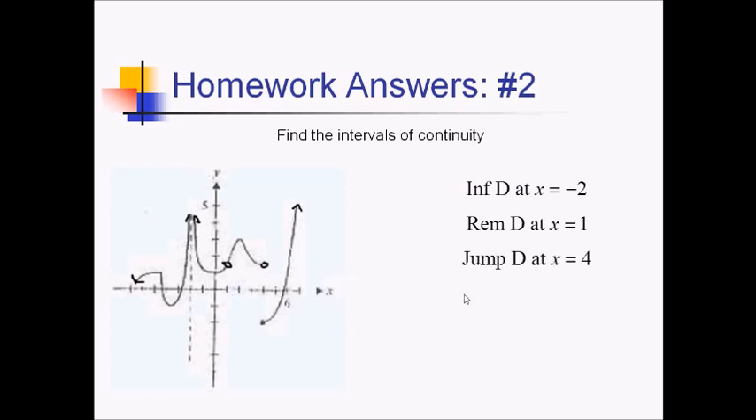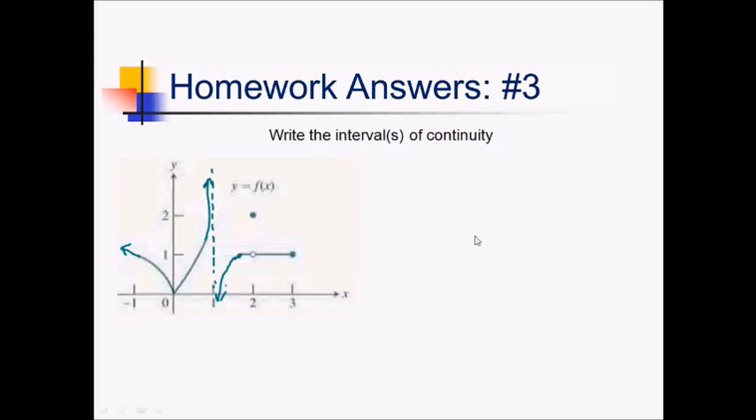So we're going to write some intervals that leave these things out. Our first one is going from -infinity to -2. And then after that, we're going from -2 to 1, from 1 to 4, and from 4 to +infinity.